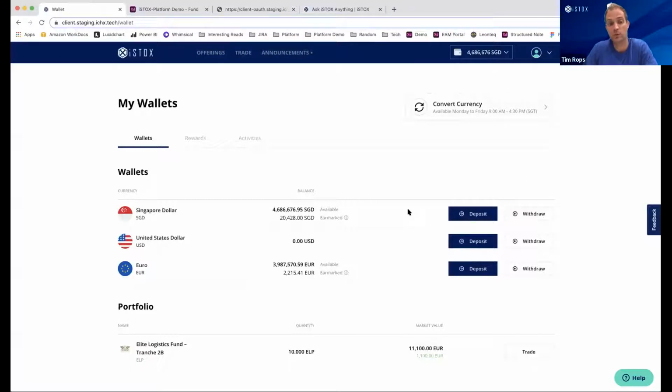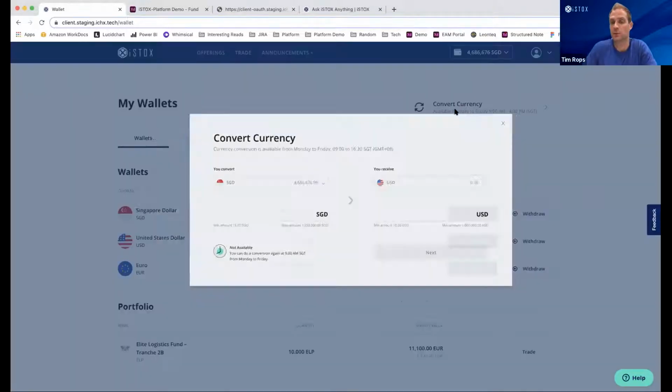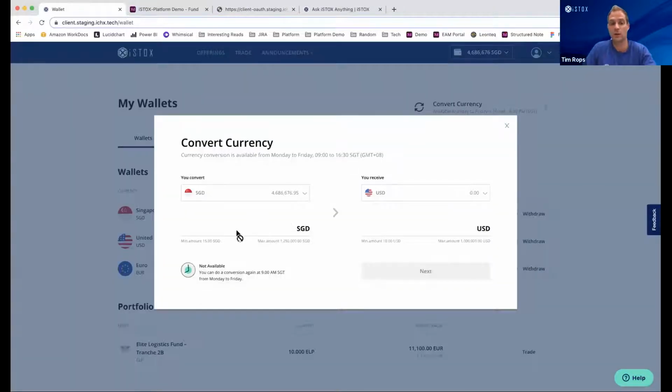This is at the current moment the only way to deposit funds. We accept these three currencies, which are also the currencies in which our offerings are listed. If you only have Singapore dollars, for example, but you want to invest in US dollars, we offer currency exchange conversion, which is unfortunately not open right now. But this is offered by DBS. We connect automatically to DBS, and we also settle this instantly.